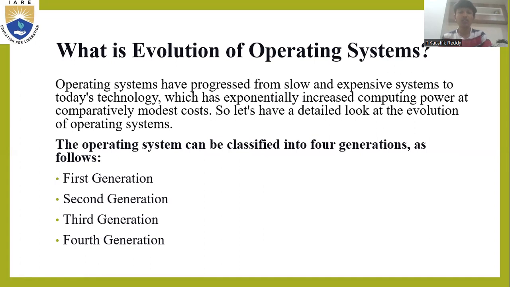So what is the evolution of an operating system? Operating systems have progressed from slow and expensive systems to today's technology, which has exponentially increased computing power at comparatively modest costs. So let's have a detailed look at the evolution of operating systems. The operating systems can be classified into four generations: first generation, second generation, third generation, and fourth generation.